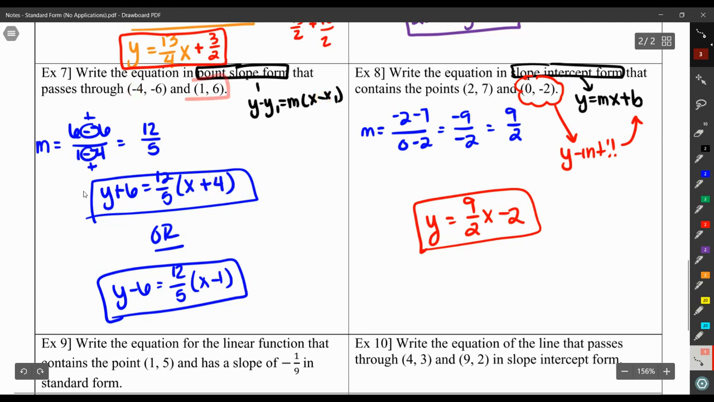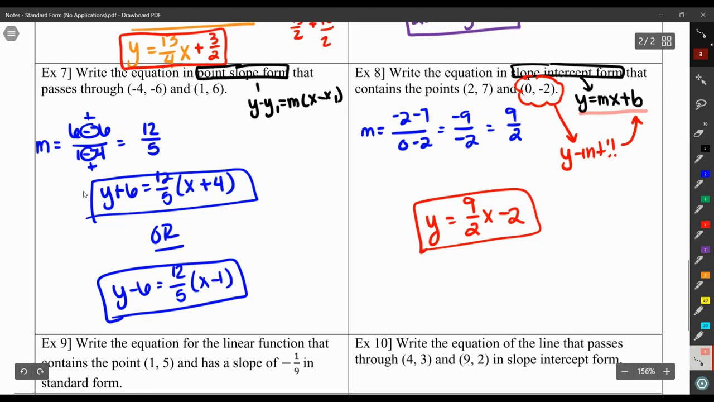Or if you use this coordinate here, 1, 6, you end up with the second answer. Because if you do minus a positive 6, you end up with a -6. Nothing changes about it. And then number 8 wanted it in slope-intercept form. So again, we're given 2 points. So we have the slope of 9/2 after you find it. And here's the key. This is the y-intercept. They gave it to you of -2.